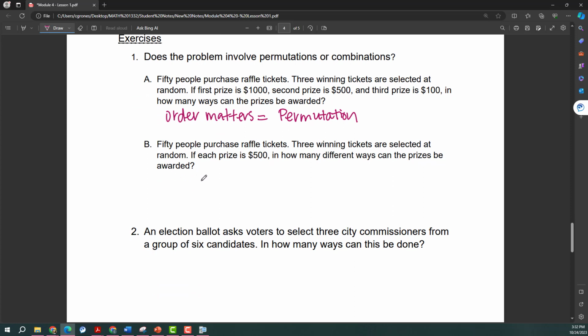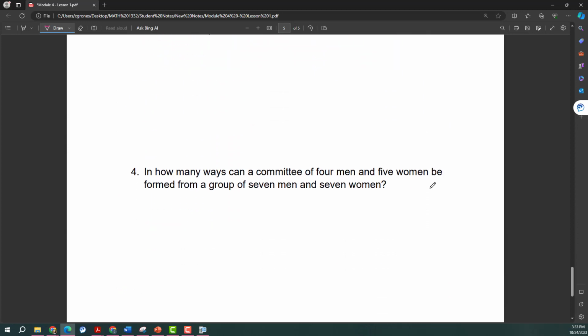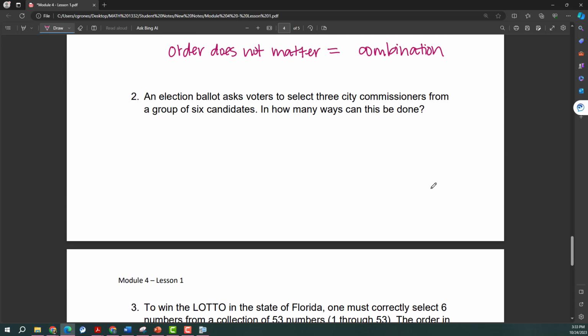For part B, it says that each prize is $500. So in this case, it doesn't matter if you're selected first or third, you still win $500. So order does not matter, which makes it a combination. All right. On the next exercises, I think there's 3 of them. So I think all of these are going to be combinations.